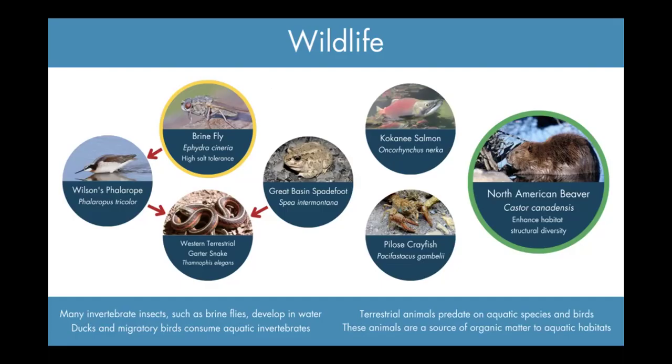They are very unique. These invertebrates get eaten by ducks and migratory birds, like Wilson's phalarope. Terrestrial animals hunt aquatic species and birds. Garter snakes, like the western terrestrial garter snake, are not picky. They eat many kinds of species. They will eat Wilson's phalarope and amphibians like the Great Basin spadefoot. These terrestrial animals are also a source of organic matter to aquatic habitats.